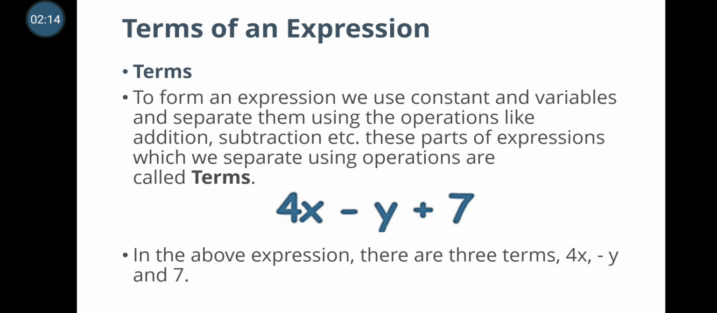4x minus y plus 7. So 4x is one term, minus y is one term, and 7 is one term. These three terms are combined by plus or minus. That is how the terms join together to form an expression.